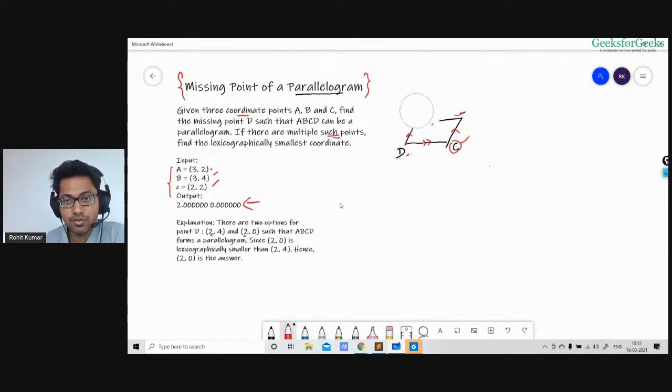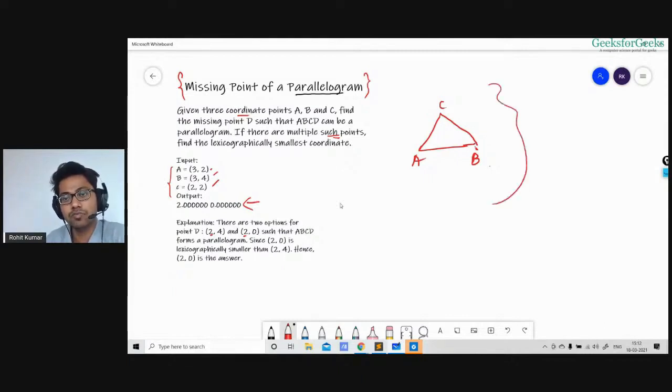For that, let me redraw this parallelogram. Let's fix the 3 points given to us, A, B, and C. Fixing in the sense that they will not move from their position. I can only choose my D somewhere in the space. One scenario could be that I have a point D over here. I will join this with B and this with C. This makes AB parallel to CD and AC parallel to BD. So this is my first scenario.